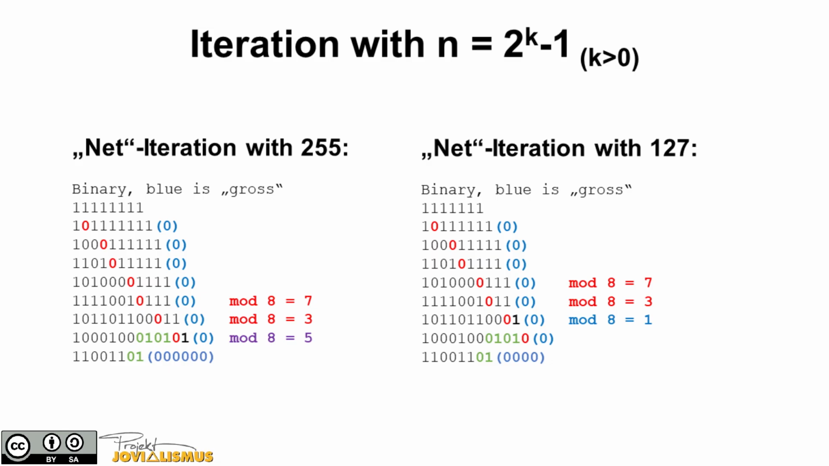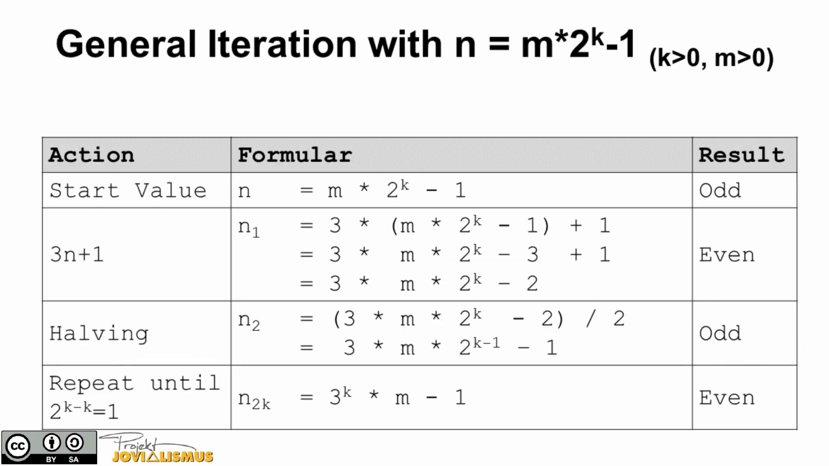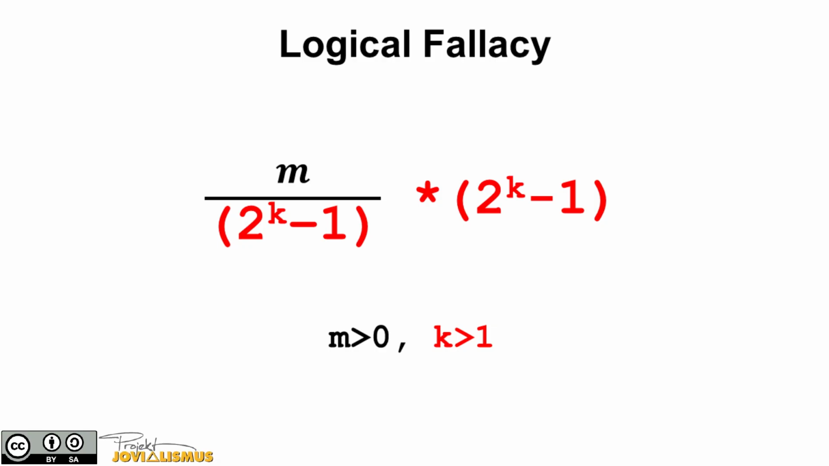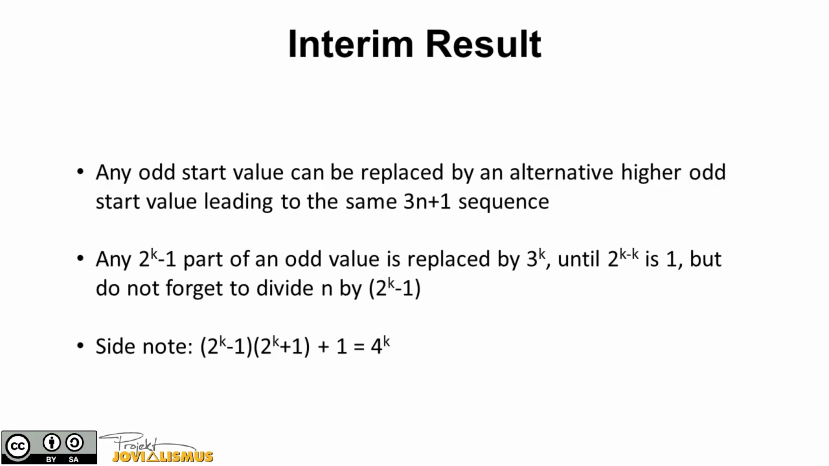Okay, let's have a look at even more strange values like 255 and 127, but let's use the binary system. And here is the general iteration with n equals m multiplied by 2 to the k minus 1. Did you recognize that we made a logical fallacy? We forgot about the inner m. We iterated with the part 2 to the k minus 1 while forgetting to divide by 2 to the k minus 1.